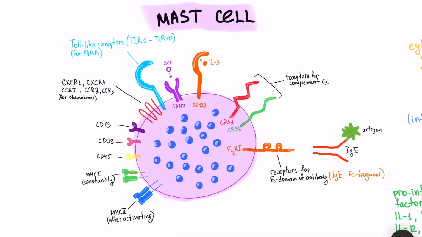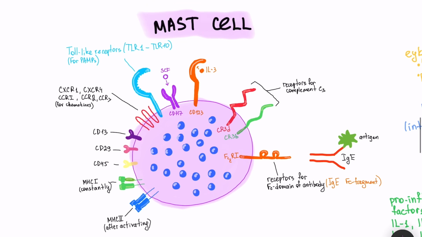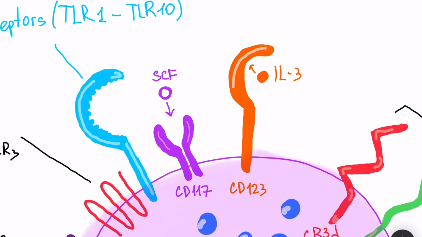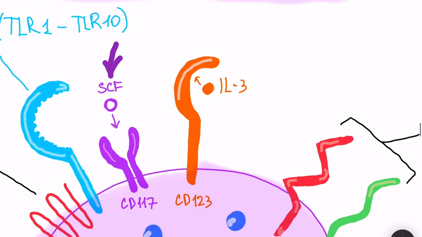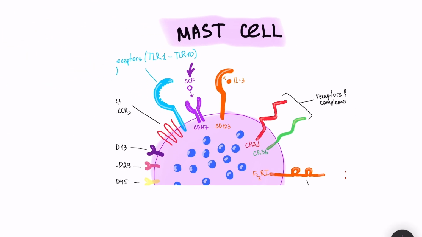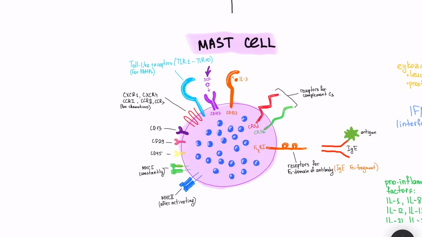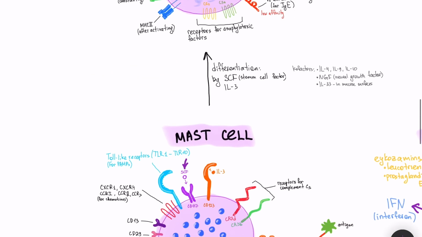First, it means high affinity. They express CD117. It is a receptor for CSF, stem cell factor. And they express receptor CD23. It is a receptor for interleukin 3. Interleukin 3 and stem cell factor are very important for their development and for their life.